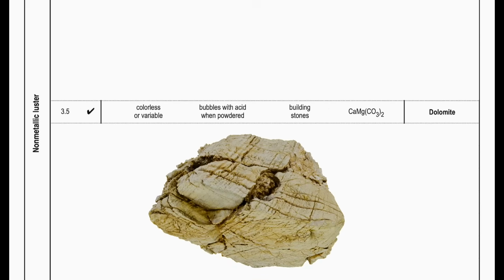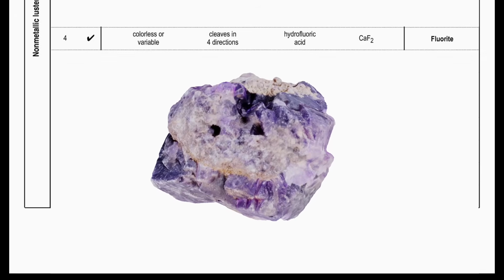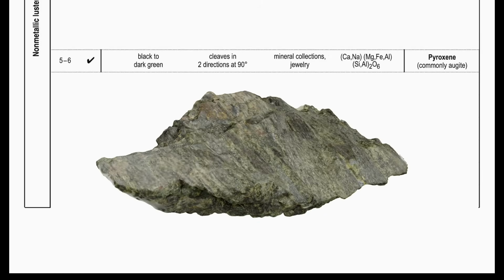We have dolomite here, also will bubble with acid, but only when it's in a powdered form. We have fluorite, which we've already discussed. Interesting cleavage, though it's hard to see. We have pyroxene, used in jewelry. It's often black, but sometimes this kind of dark green color.